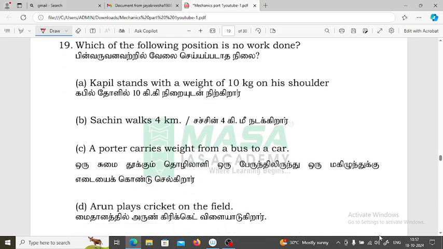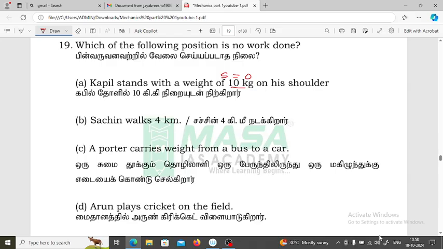Which of the following positions has no work done? They are asking which situation has no work done. Look at the first option. Kabil stands with a weight of 10 kg on his shoulder. So here the displacement S is equal to 0.